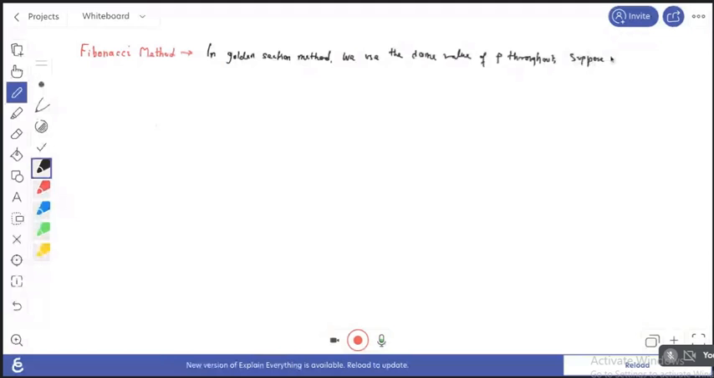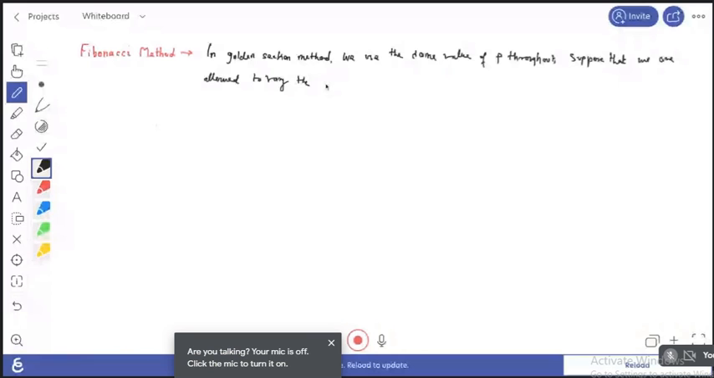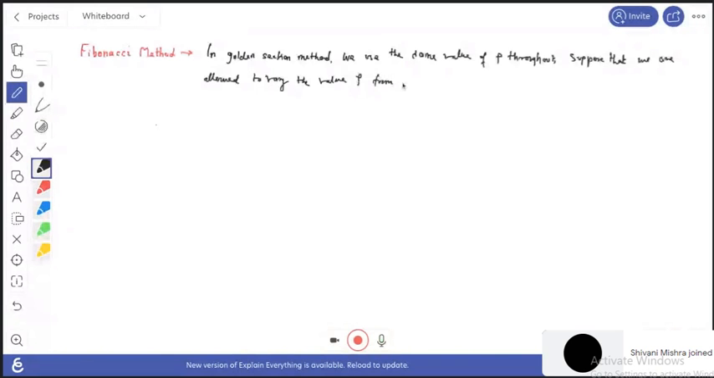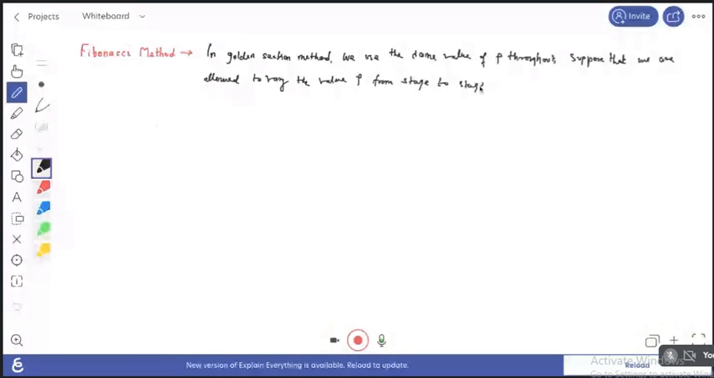Now suppose that we are allowed to vary the value rho from stage to stage. So this means there are different values of rho, so that at the kth stage of the reduction process, we use the rho value rho k.